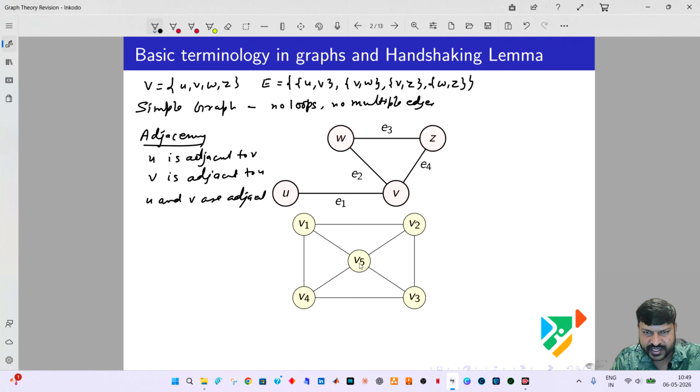In the second graph, V1, V5, they are adjacent. V1, V2, they are adjacent. V2, V5, they are adjacent. V4, V5, they are adjacent, and so on.